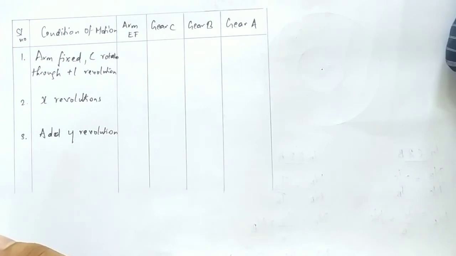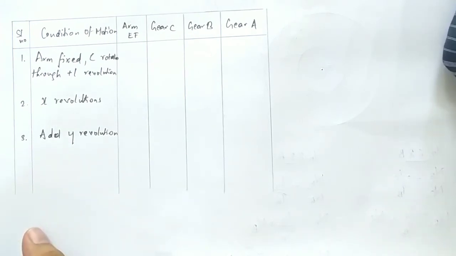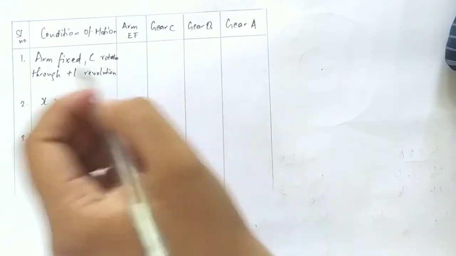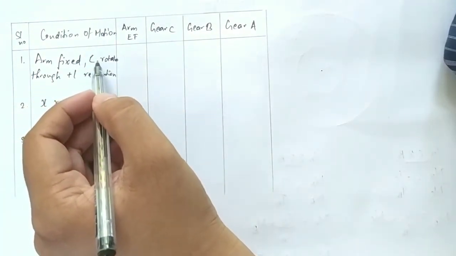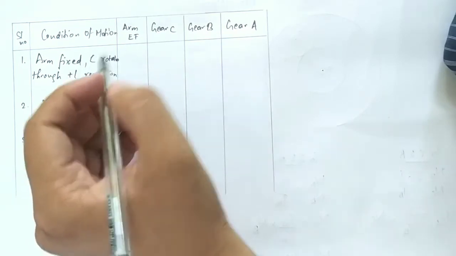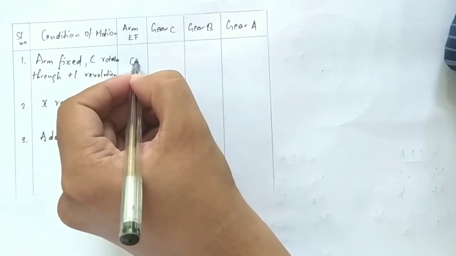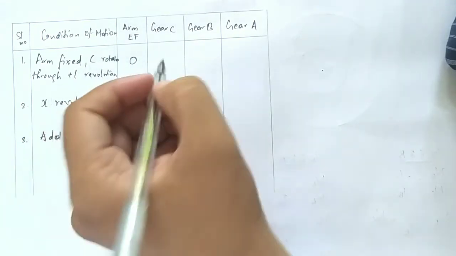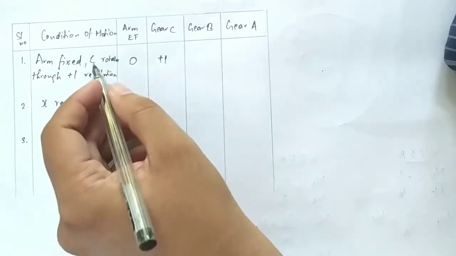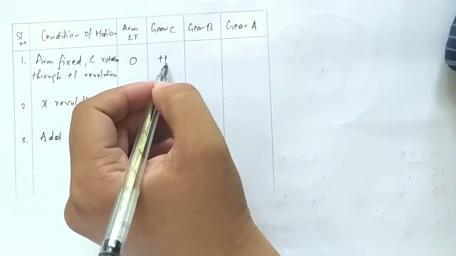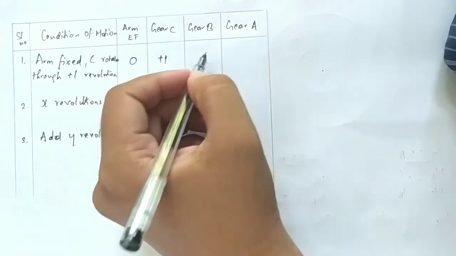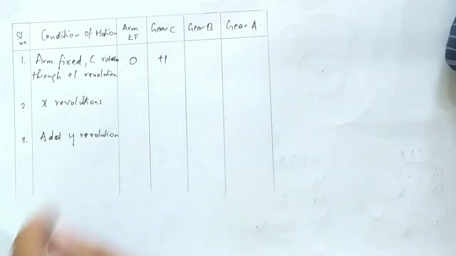So first of all, since the conditions are given, you can see the arm is fixed. This is the first condition. Arm is fixed and giving C rotation through +1 direction. So arm is fixed means speed of the arm will be 0. Next you are giving +1 revolution to C. Arm is 0, fixed, then 1 revolution you are giving to gear C. Now you have to find out the speed of gear B.